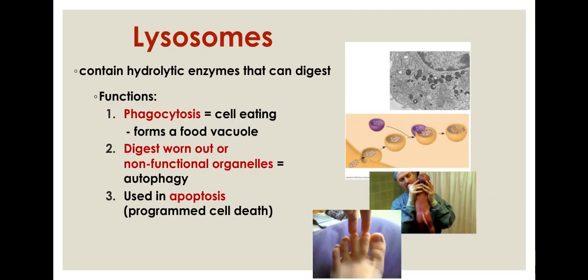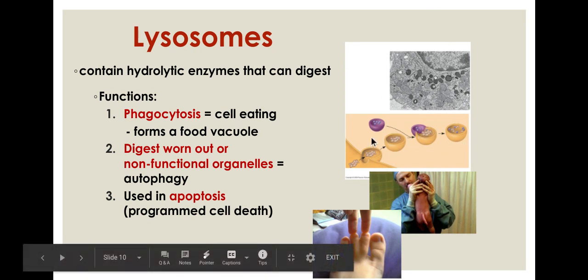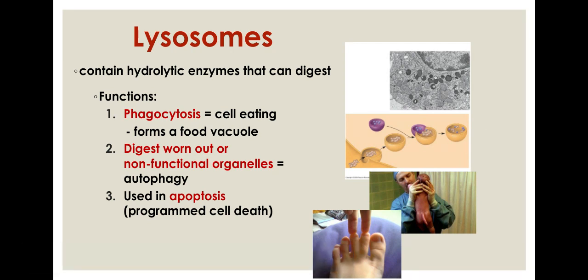We have lysosomes. Lysosomes are going to contain enzymes that can break down molecules. They sort of have three functions that we need to look at. They will do phagocytosis, which we call cell eating. They'll actually make a food vacuole. So if there's any particle that needs to be digested, that lysosome will come and engulf the particle, as happening in this first picture here, and then make a food vacuole to digest those pieces and get products that we need.